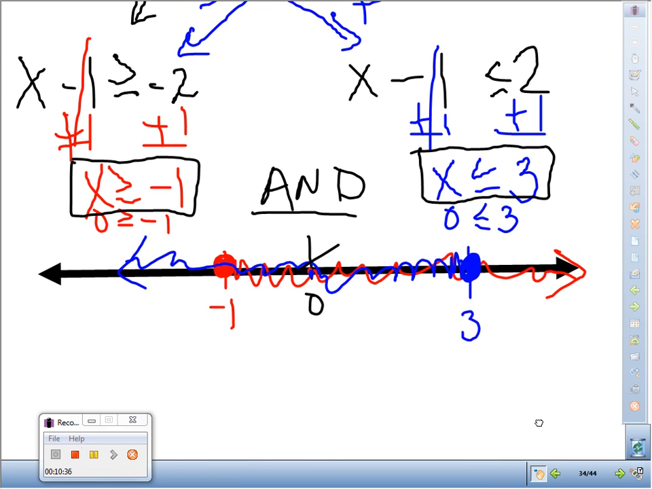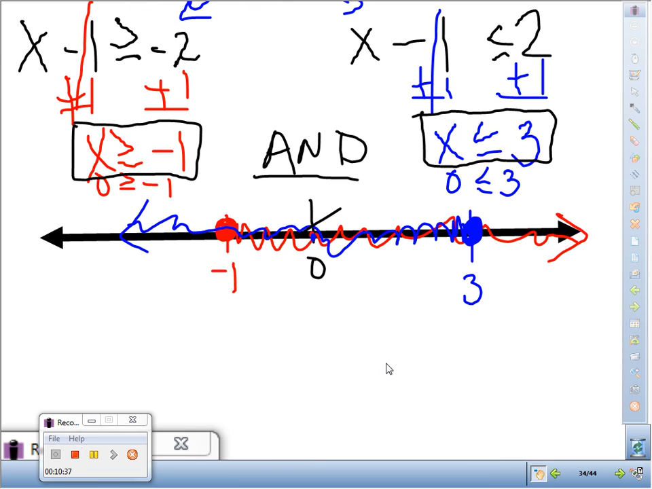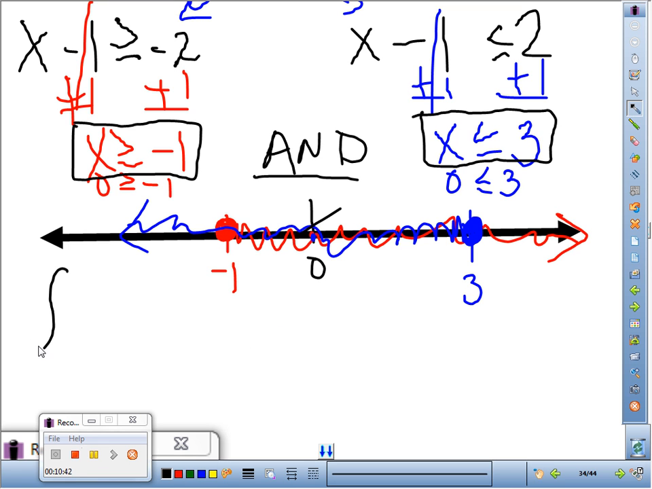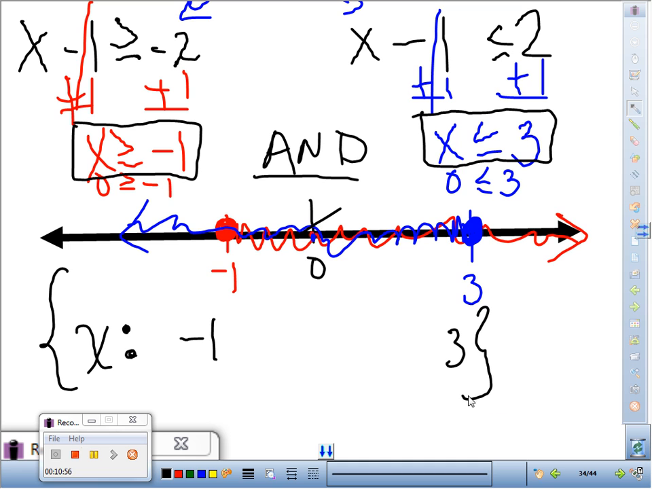Now I'm going to write my solution set. Solution set of all x such that, pens down, eyes up here. I'm going to first write my two extremes, -1 and 3. What variable does this represent? X. And we know it's a solid point here, so this one is less than or equal to, less than or equal to. Copy that, please.